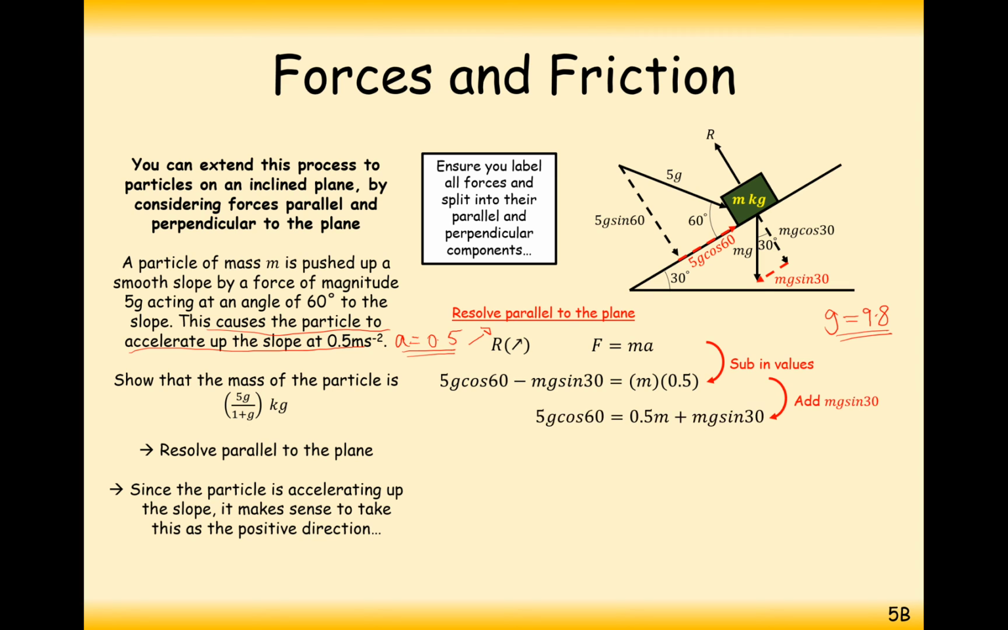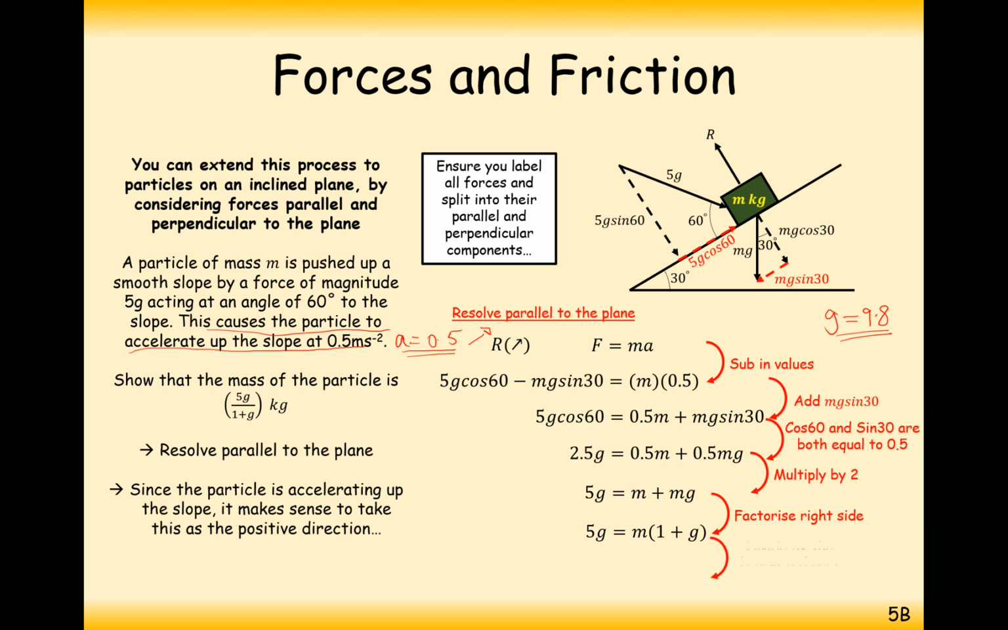So the first thing we'd probably do then is work out the exact values of cos 60 and sine 30. They're both 0.5, so replace those values with 0.5. Maybe we might want to double everything then because these all seem to be decimal numbers. Great. And now we need to combine this m value into one single m value by some factorization, and then divide by 1 plus g, so it's going to be 5g over 1 plus g equals m. So there we are.